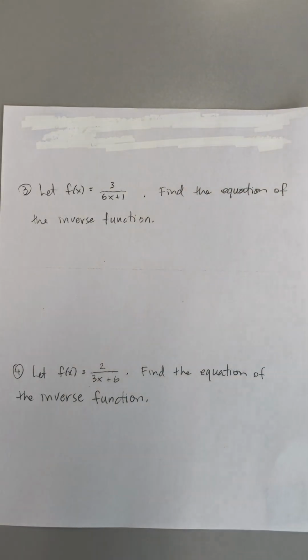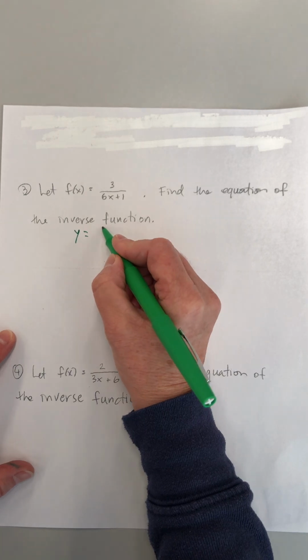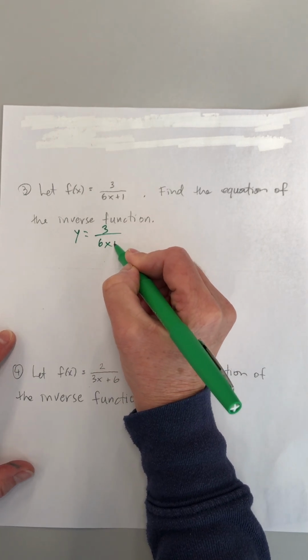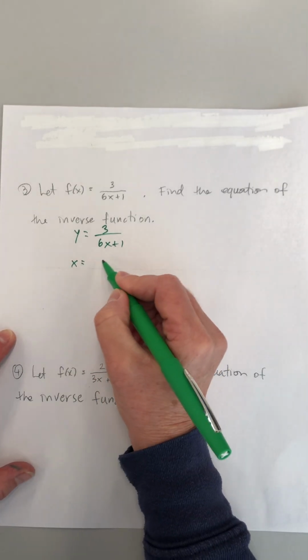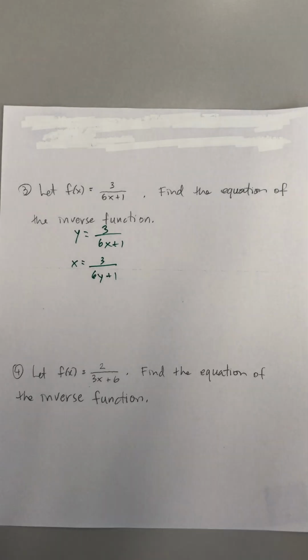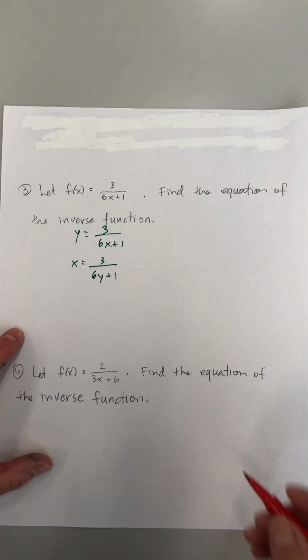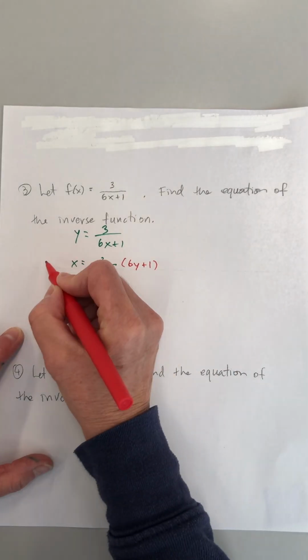So finally, one last type of problem that I want to do with you here is to find the equation of the inverse function. So I have y equals 3 over (6x plus 1). So I'm going to switch x and y. So x equals 3 over (6y plus 1). Now I need to get the y out of the denominator. So I'm going to multiply both sides by 6y plus 1.